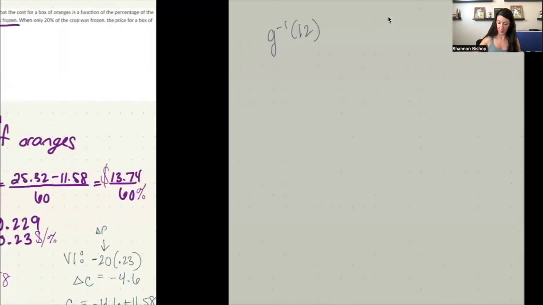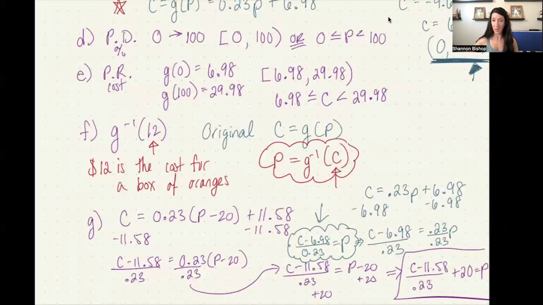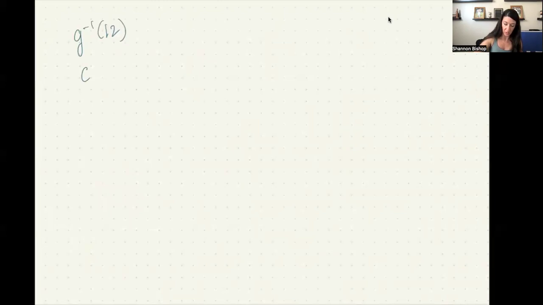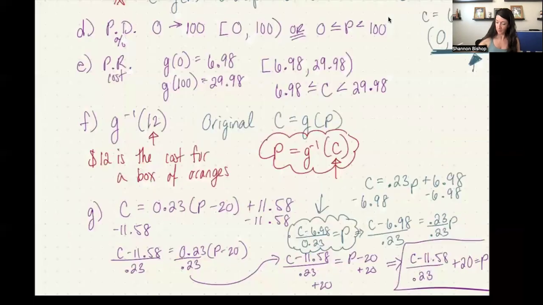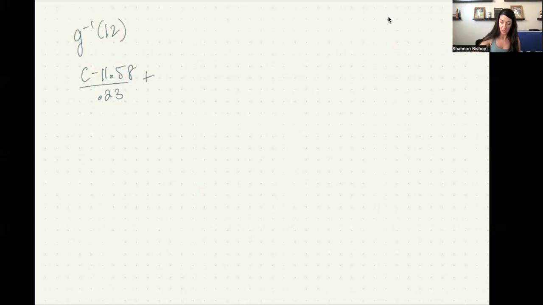Okay. So if we're doing G inverse of 12, well, now at this stage in the game, we have the formulas for the inverses, remember? So one of my inverse formulas, I'll use the purple one, C minus 1158 over 0.23, plus, I think it was 20. Yep, plus 20 equals P. Okay, that was one of my options.